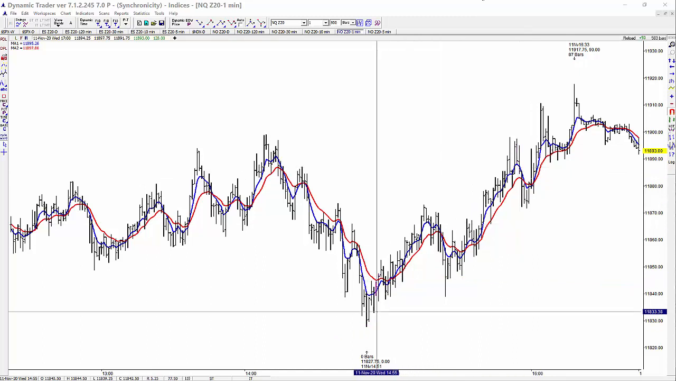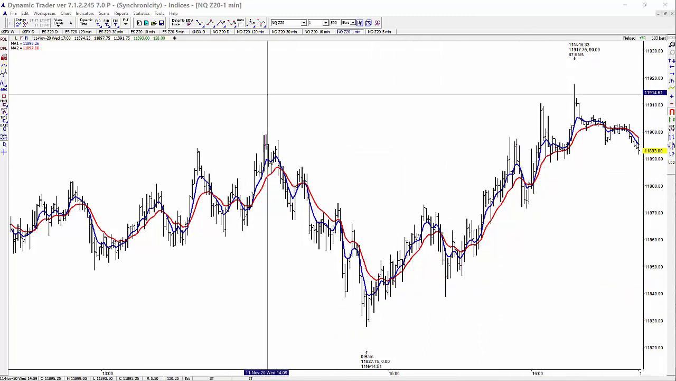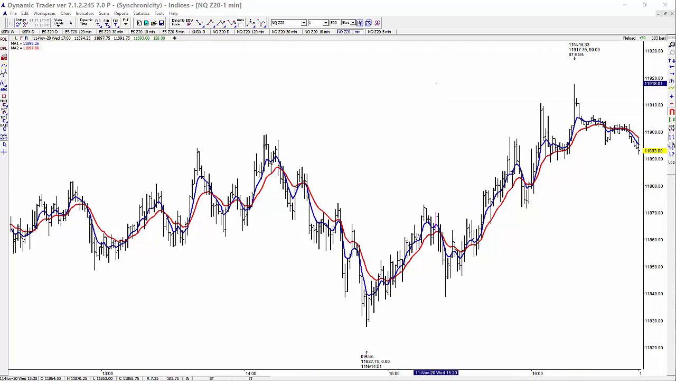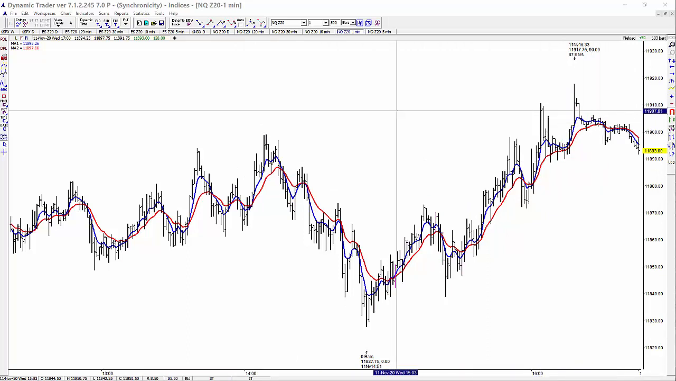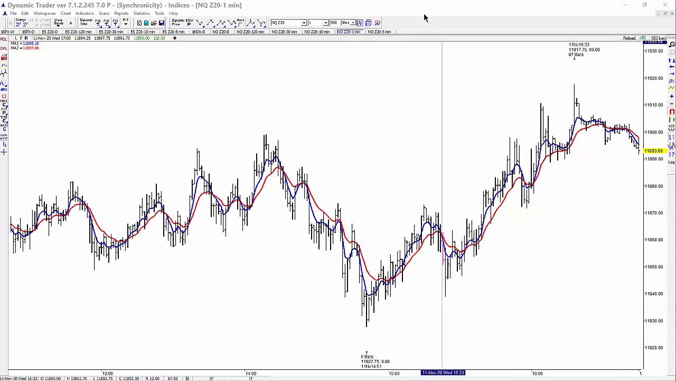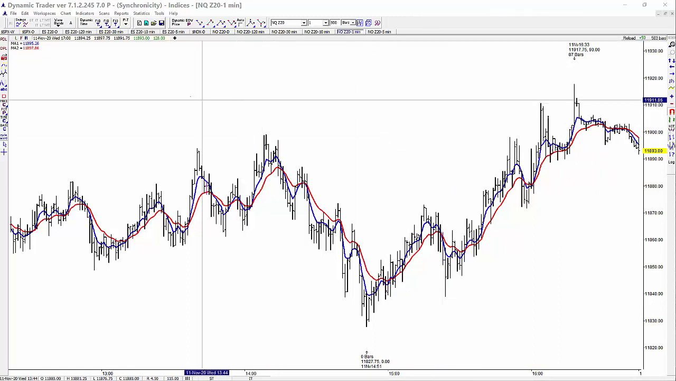And again, just remember that once you get up into extensions where moves tend to terminate, it's really important to have a relatively tight stop. But that's again, that's how you make money with this work.